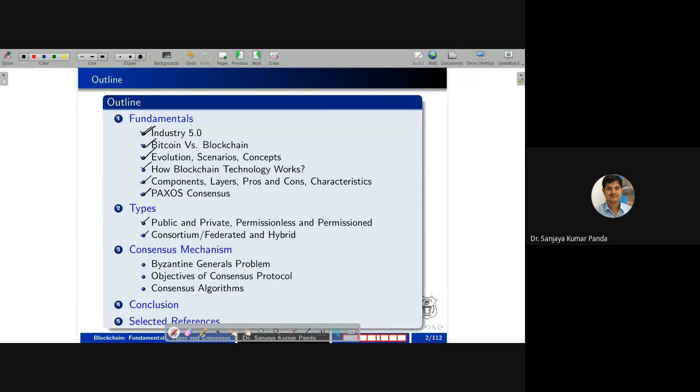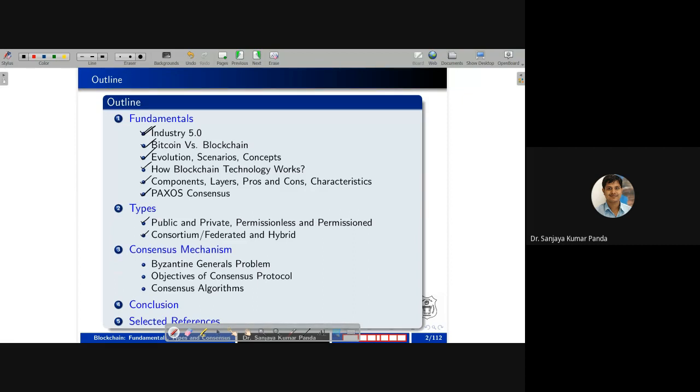Then we'll discuss the consensus mechanism, although other speakers also discussed this, like proof of work and proof of stake. But before going to the consensus mechanism, you should know what the Byzantine general problem is. Once you understand the Byzantine general problem, as a solution we need some consensus mechanism. That is where the concept starts.